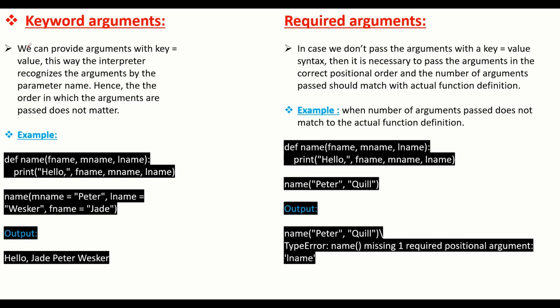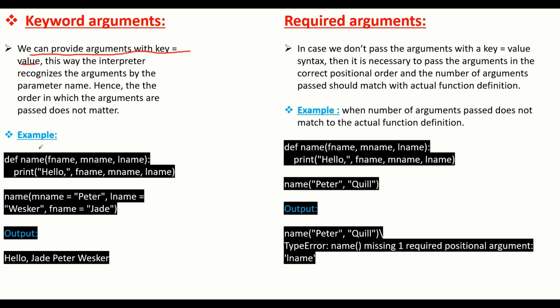Keyword arguments. We can provide arguments with key equal to value. This way the interpreter recognizes the arguments by the parameter name. Hence, the order in which the arguments are passed does not matter.